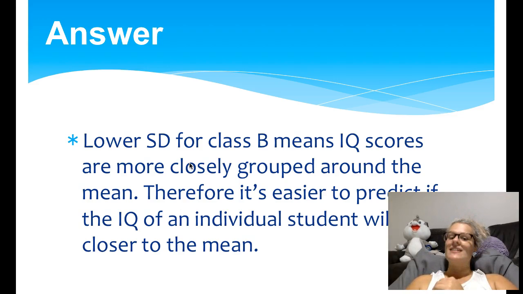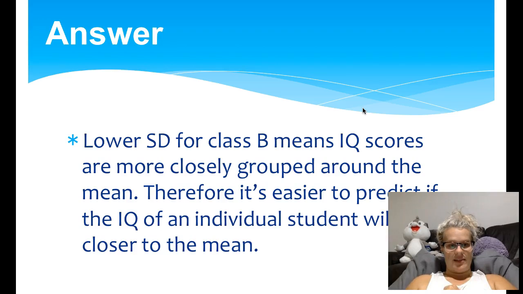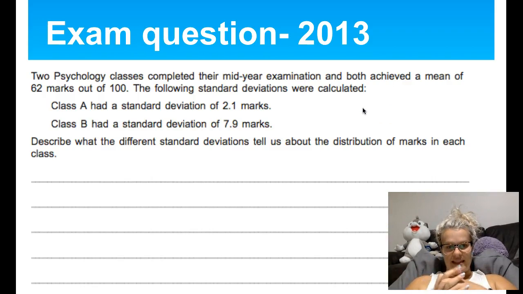And if your answer is that the lower standard deviation for Class B means that the IQ scores are more closely grouped, then that is your correct answer. Therefore, it is easier to predict if the IQ of this individual student will be closer to the mean because it is a standard deviation of 2, which means they'll be clustered around the mean, and 15 will be widely spread around the mean. Here's another one.